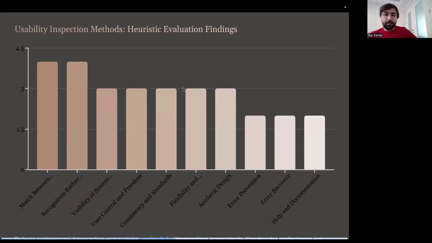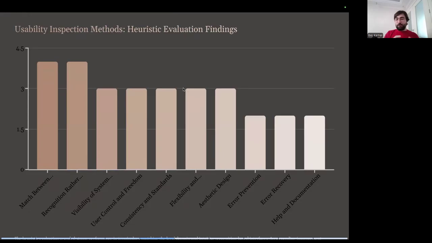My name is Kemal, and we conducted the heuristic evaluation for our application. It's the Nielsen's 10 heuristics. When we look at the table, we can see that match between the system and the real world and recognition rather than recall got 4 points out of 4 points.